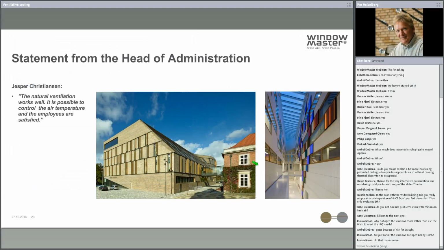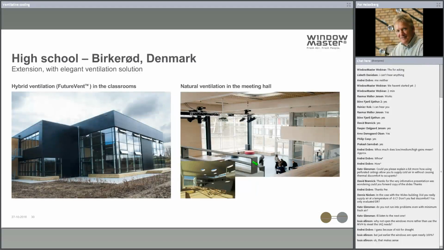So yeah, then we have a nice statement here from the head of the administration, and he's very happy with this system. So I think I will just move on to the next one because I can see the time is running out. So this is actually another school building, here in Denmark, where we have a hybrid ventilation strategy solution called FutureVent.